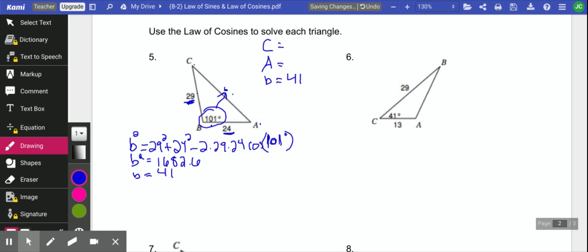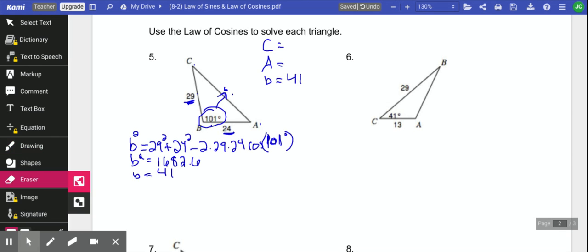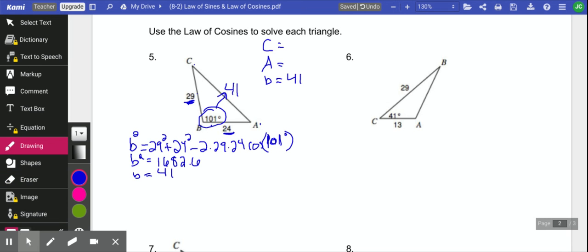Okay, now that we know that B is 41, we have enough information to use law of sines. So when you're doing a problem that says use law of cosines, you only have to use law of cosines once. And then you'll have enough information to be able to switch to law of sines, which is easier, okay? Because notice now you have a pair, an angle and a side pair that you know.